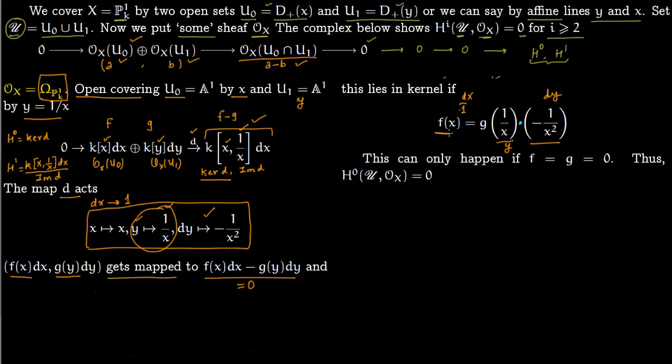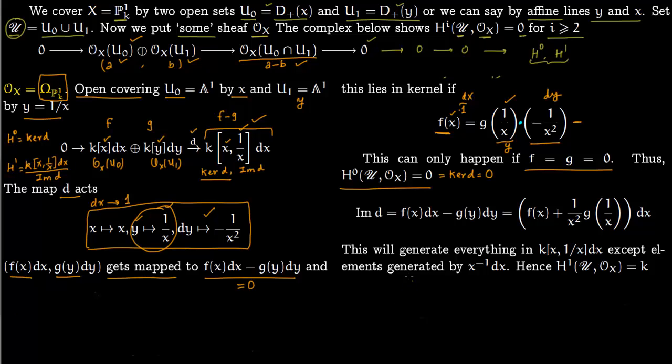Now you have a polynomial here, you have a polynomial here. Here the polynomial is in 1 by x, here the polynomial is in x. So this can only happen when f and g are both 0. So if you have zeros in the kernel, h0 is just 0. So this is nothing but the kernel of D, which just consists of zeros, because you cannot have equality here unless f is also 0 and g is also 0, because they are both polynomials. This is a polynomial in x and this is a polynomial in 1 by x.